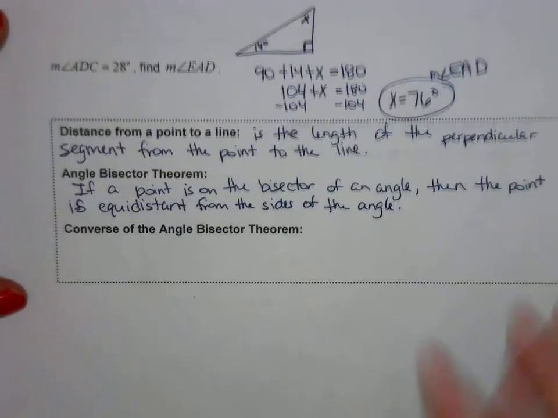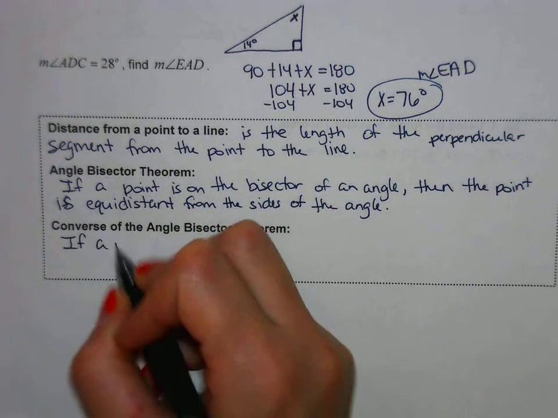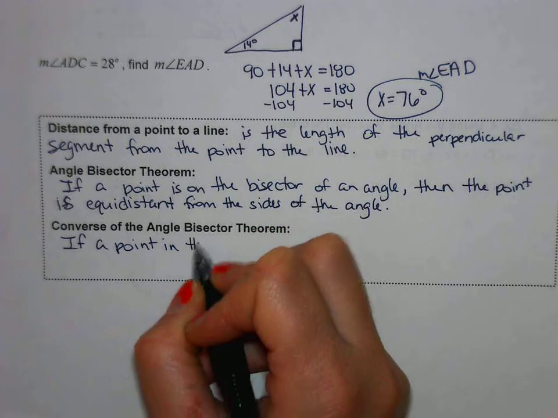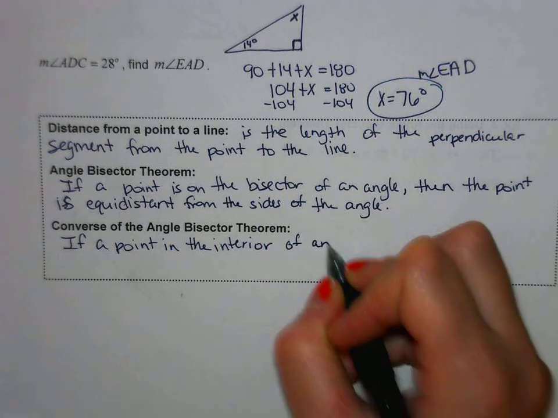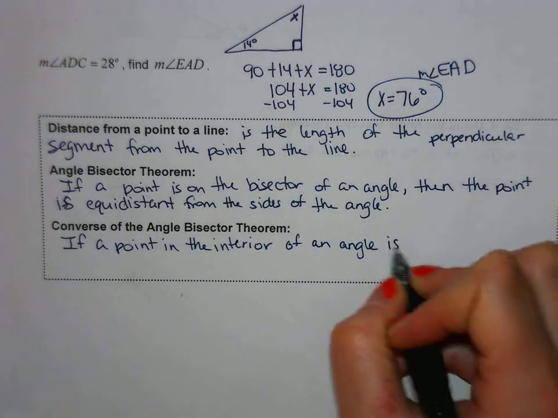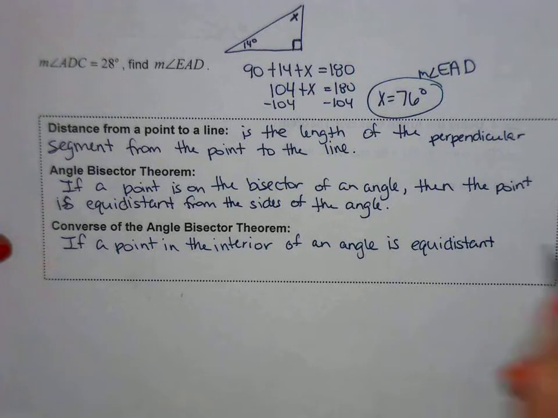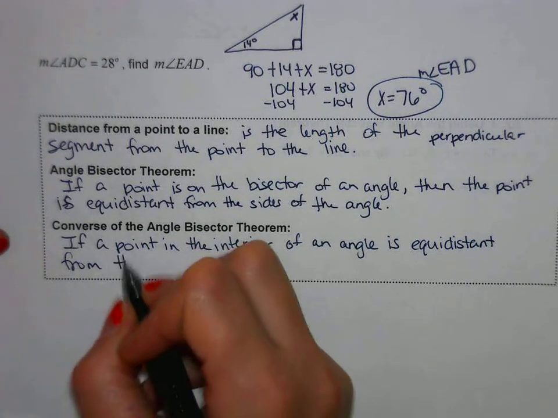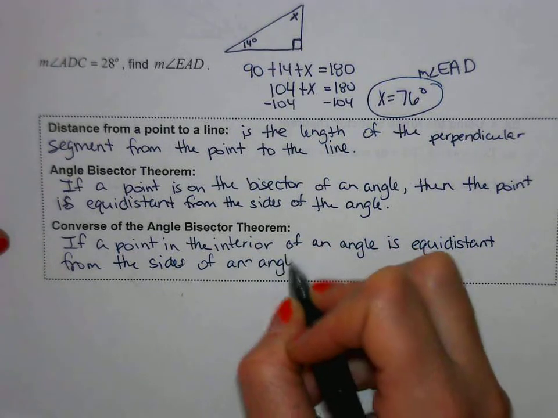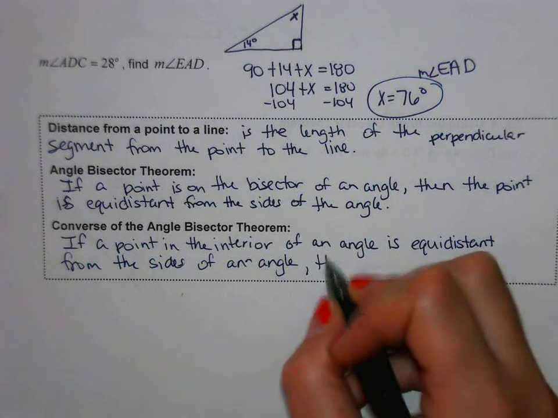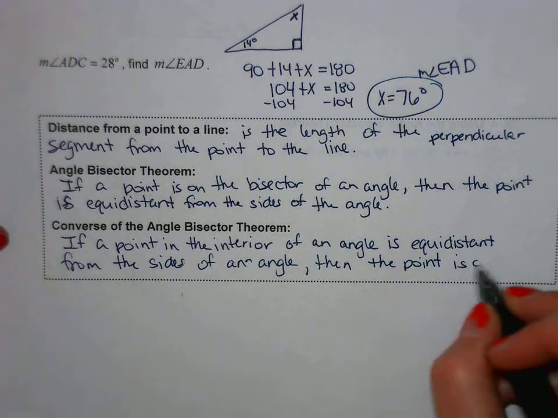So the converse of the angle bisector theorem states that if a point in the interior of an angle is equidistant from the sides of an angle, then the point is on the angle bisector.